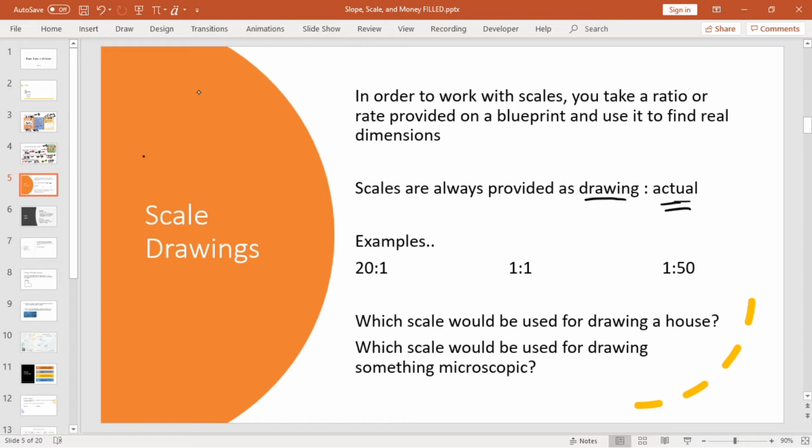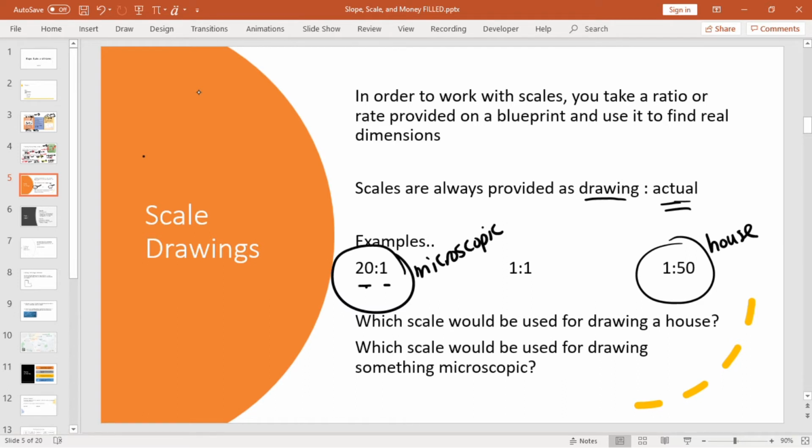So when we look at these 3 things I've drawn here, my question is, which scale would be used for drawing a house? Well, if I took 1 and on my drawing, so say 1 centimeter on my drawing is 50 centimeters in real life, that's feasible for a house. And which scale would be used to draw something microscopic? Well, if I had 20 centimeters on my drawing and it represented 1 centimeter in real life, that's something that's smaller than your drawing. So I'll call that microscopic.